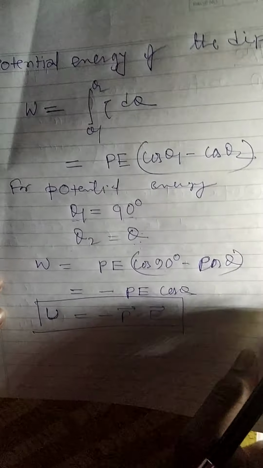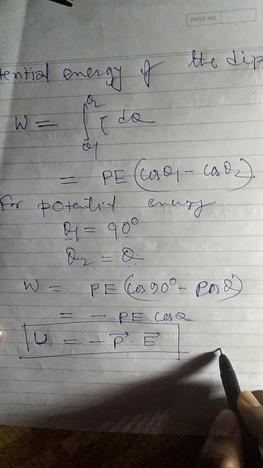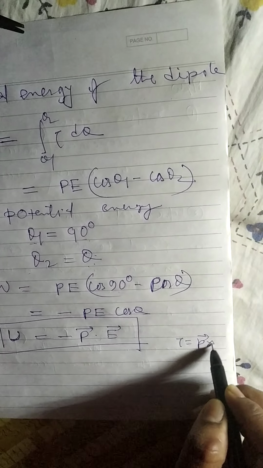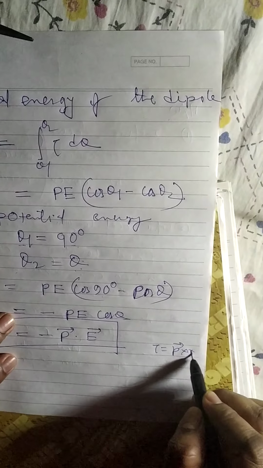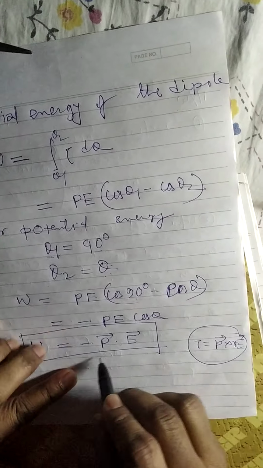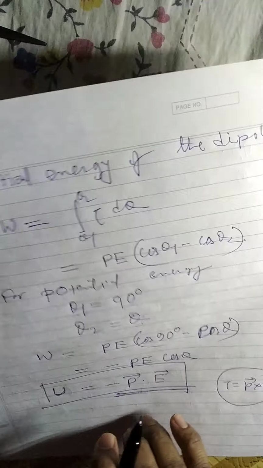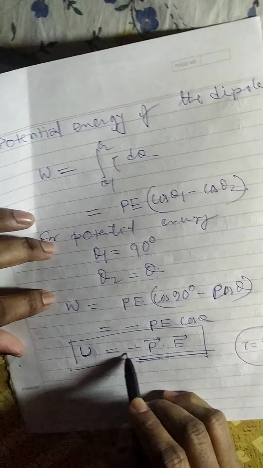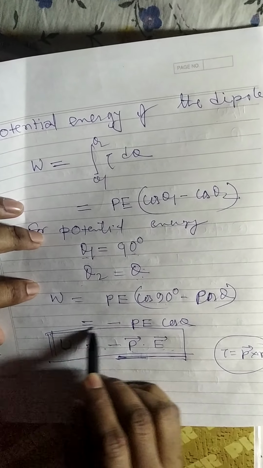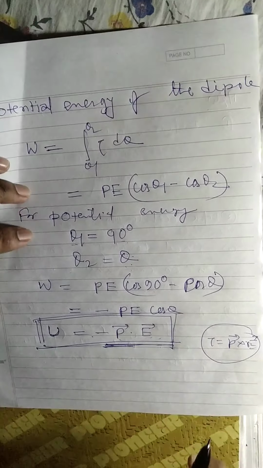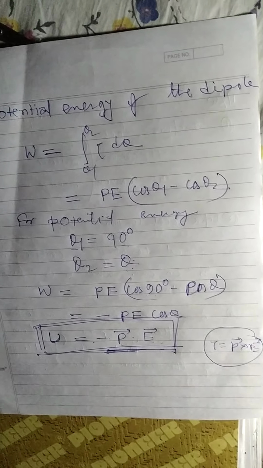So torque, what we have got, is equal to P cross E, whereas the potential energy possessed is equal to minus P dot E. This is the potential energy. Now at different orientations, the potential energy will be different. Okay.